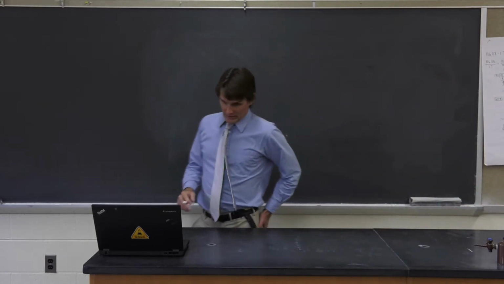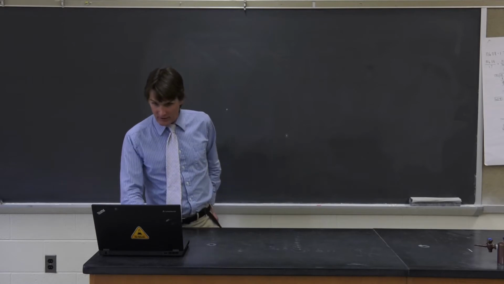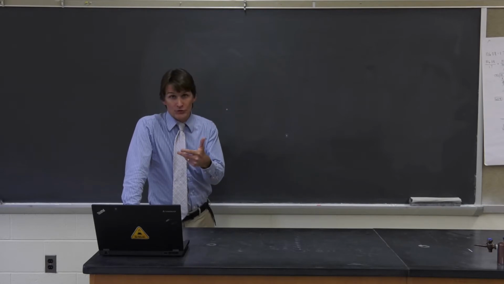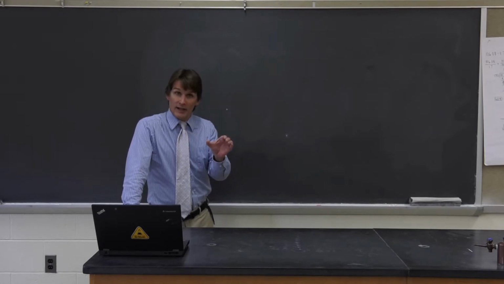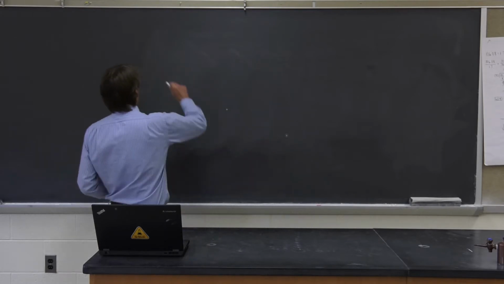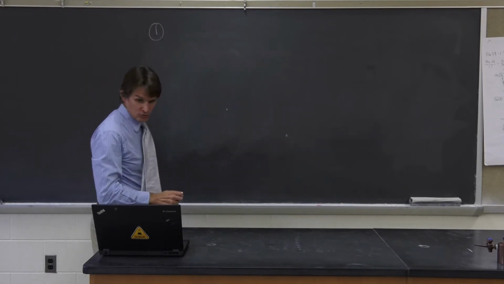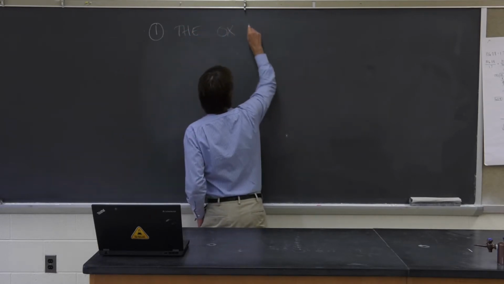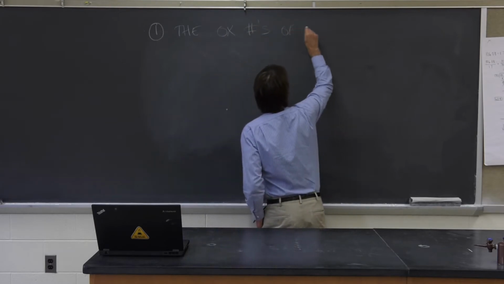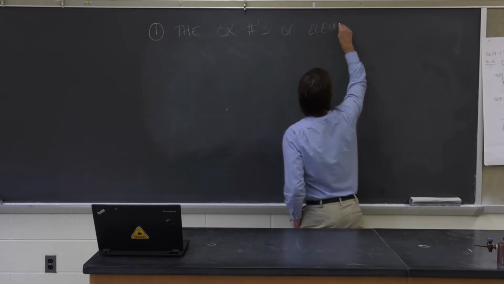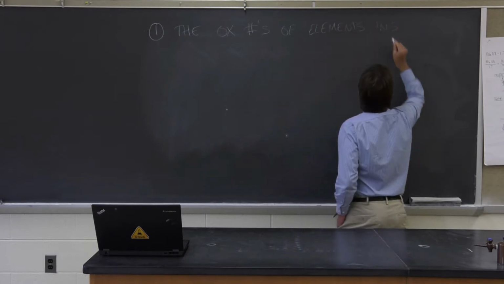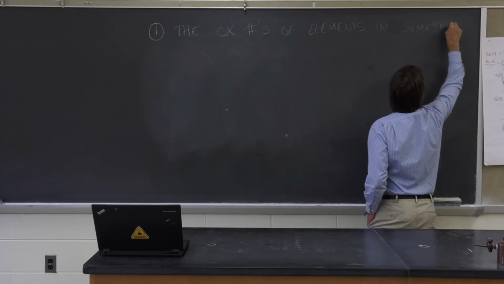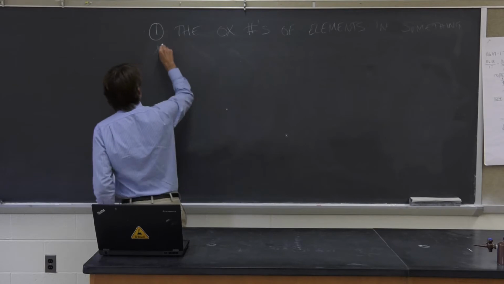So I am now on slide, looks like 21 of PowerPoint 3A types of reactions. I'm gonna write down the rules for determining the oxidation numbers of an element in some sort of chemical. And they look like this. Rule 1, the oxidation numbers of elements in something must add up to the charge.